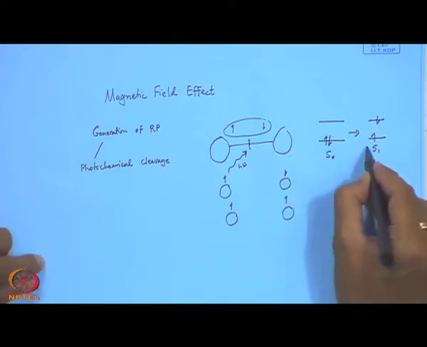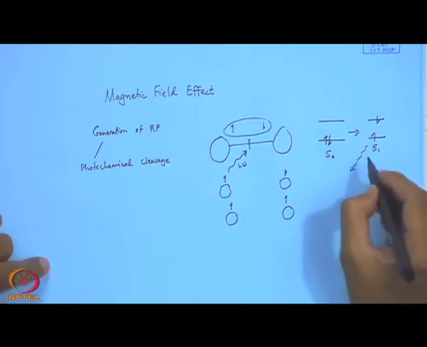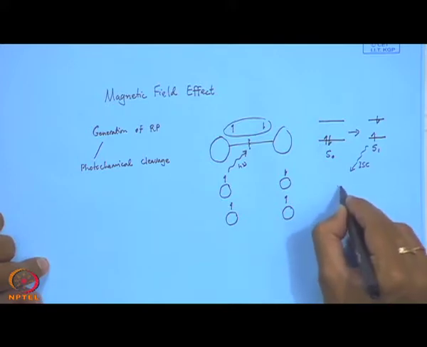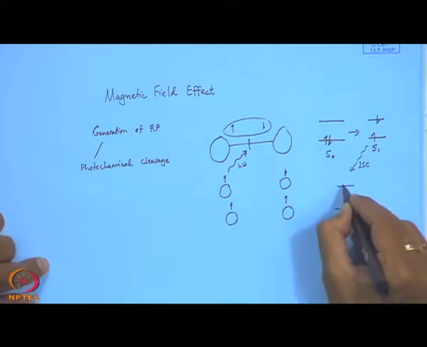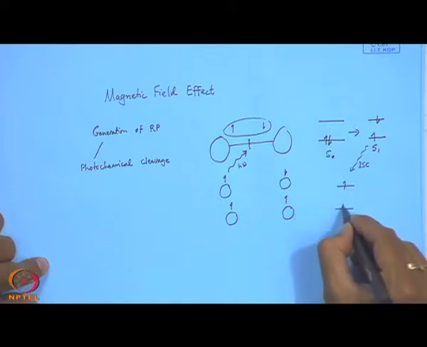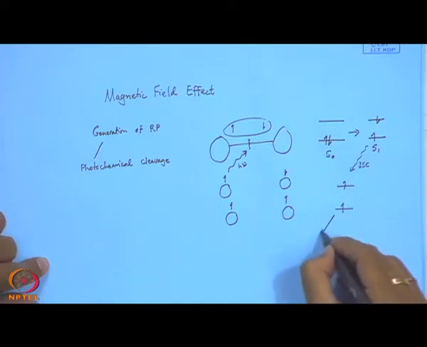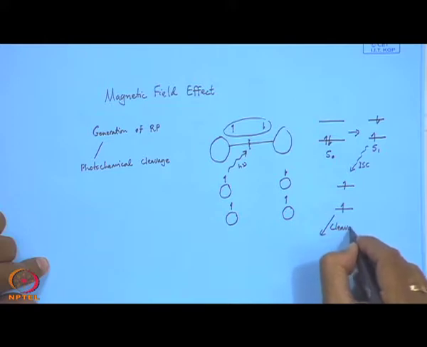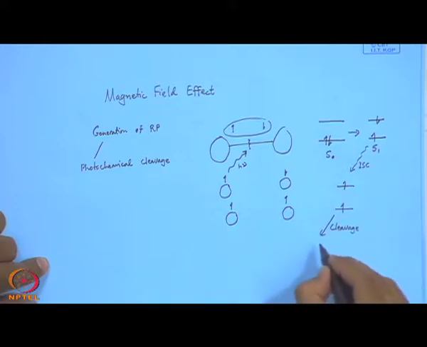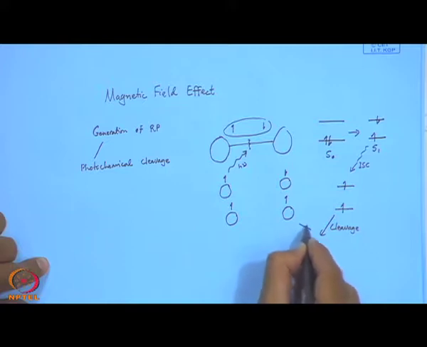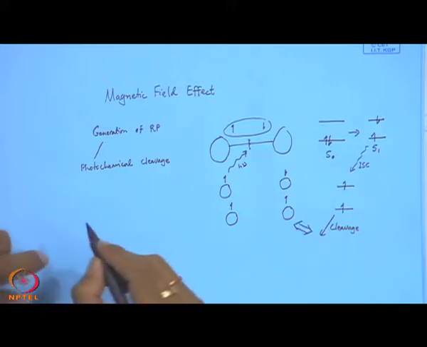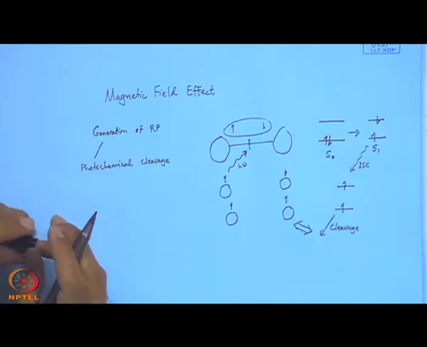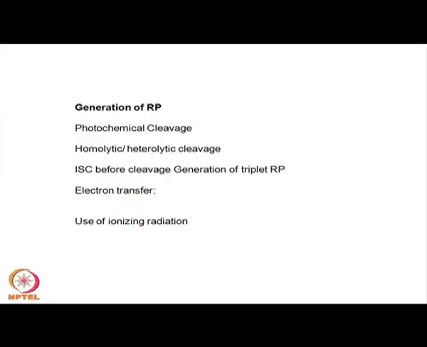But suppose it undergoes intersystem crossing to the corresponding triplet state, such that there is a spin flip, and then after that if there is a cleavage, then you end up with this second one. Okay.